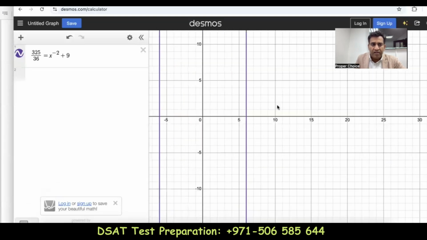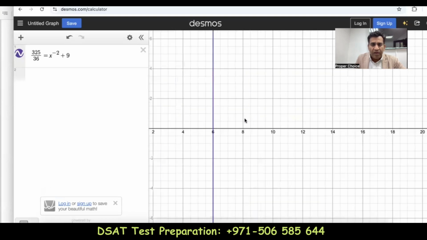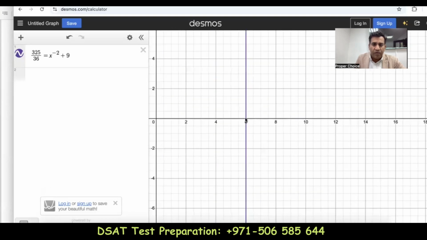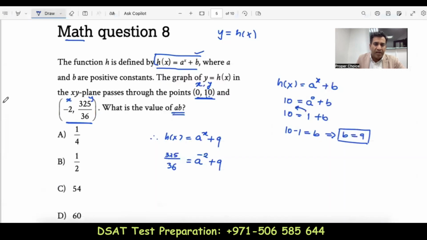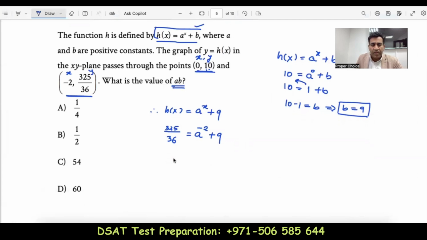So what I'm getting here is the value of a. One is positive 6 and another one is negative 6. By solving it, I'll be getting a is equal to plus or minus 6. But as the question clearly told us, a and b have to be positive constants. So you have to take the value of a as 6, which is positive 6.